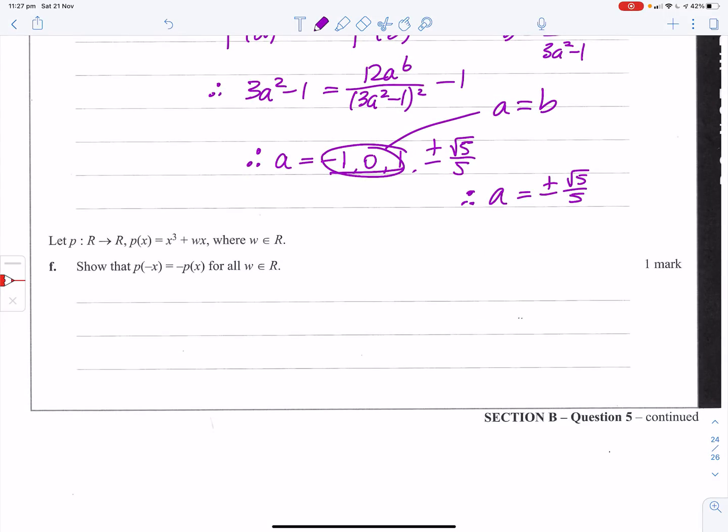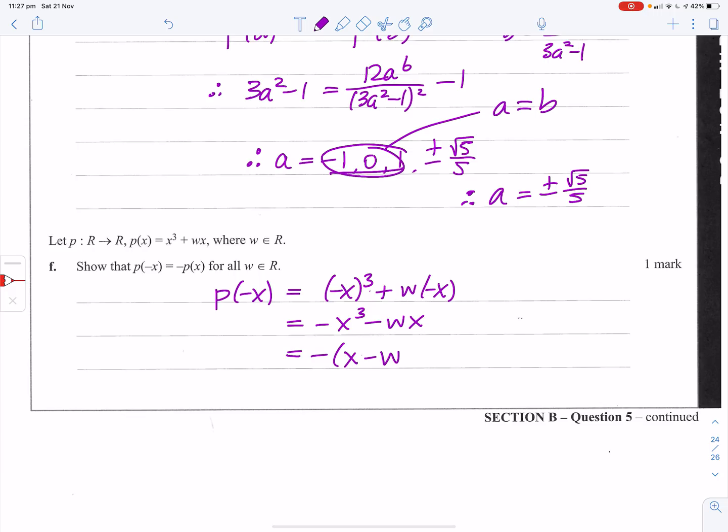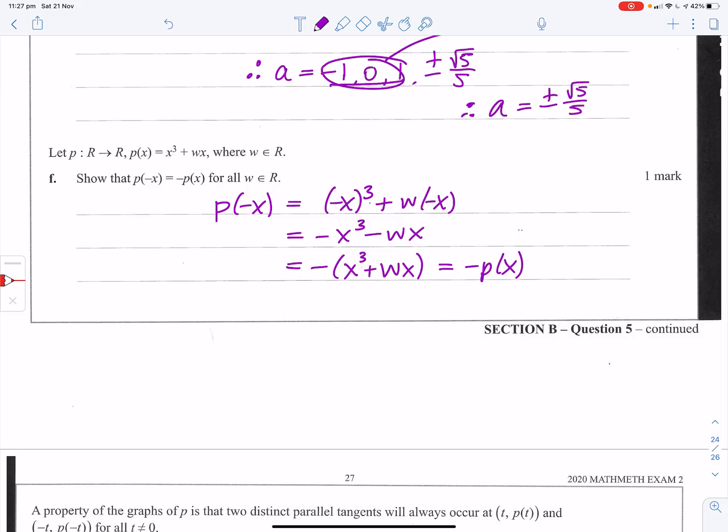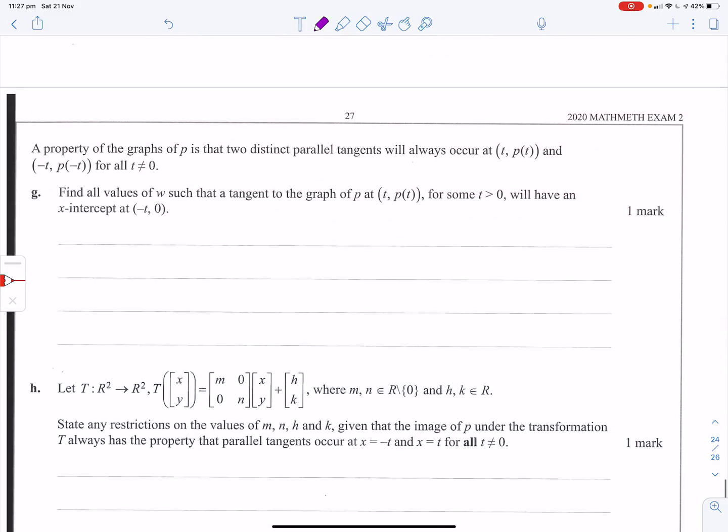Okay, let P of x equal, for all real values, x cubed plus wx, where w is an element of R. Show that P of -x is equal to negative P of x. P of -x is -x cubed plus w times -x, which is -x cubed minus wx, which is negative x cubed plus wx, which is negative P of x. So if we reflect it in the y-axis, it's the same as reflecting it in the x-axis.